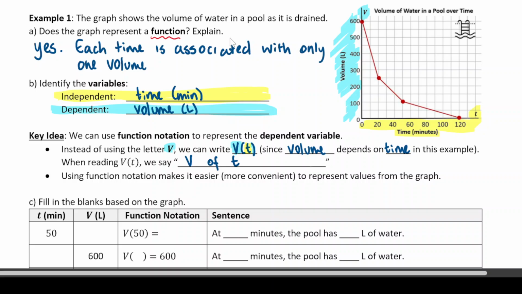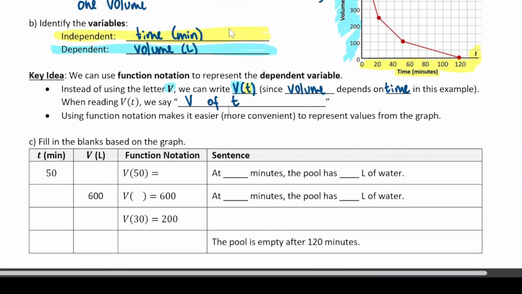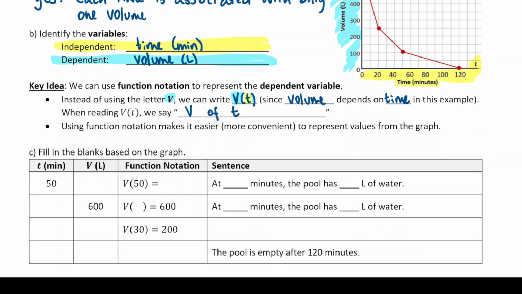Okay, so let's just use the graph here to make sense of this new notation a little bit more and read some values from the graph. Here in the first column of this table, we have a bunch of times. I'm going to highlight them in yellow because these are the x values on the graph. And then we have some volumes. Some of them are blank, some of them we'll have to fill in. And then we have this new function notation that we're going to make sense of here. So let's start with the first one.